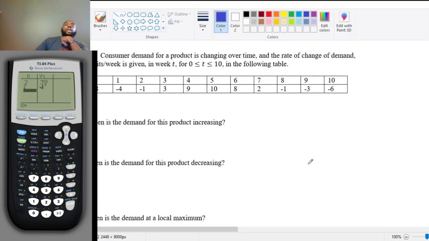Let's look at an additional example where we have a table of values. It says consumer demand for a product is changing over time, and the rate of change of demand f prime of t in units per week is given in week t for 0 less than or equal to t less than or equal to 10. All right, so notice here we're given the derivative.